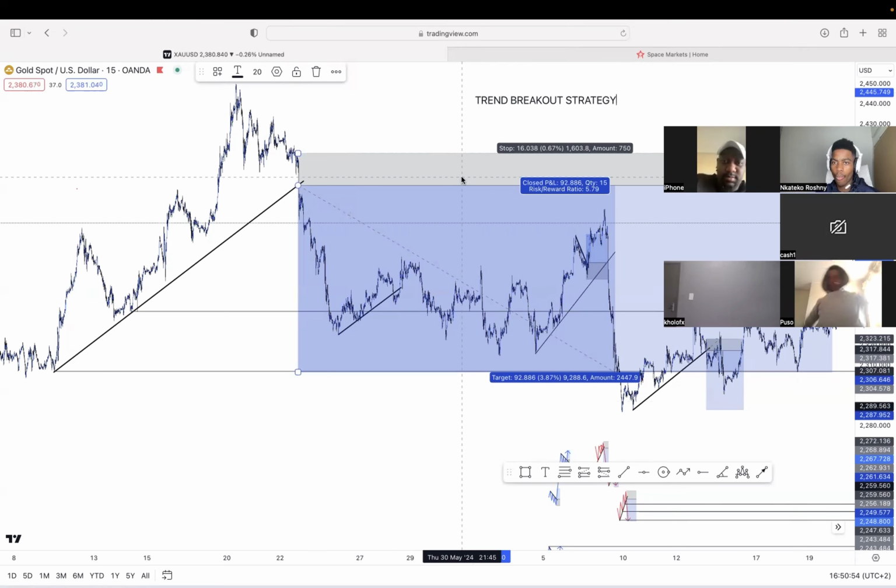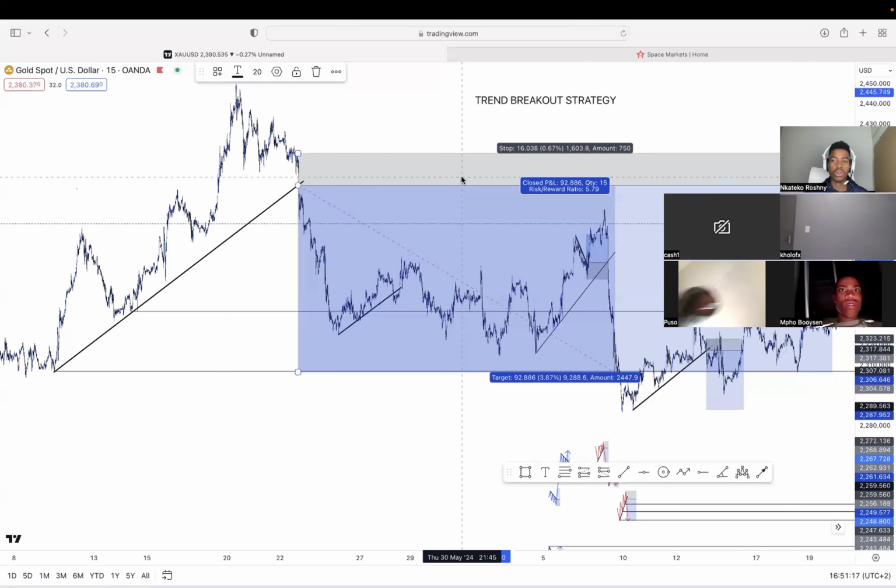It is basically part of price action. This one is price action. And don't think it works only on gold. You can go and trade it on Nasdaq and USDT or other pairs, or indices.